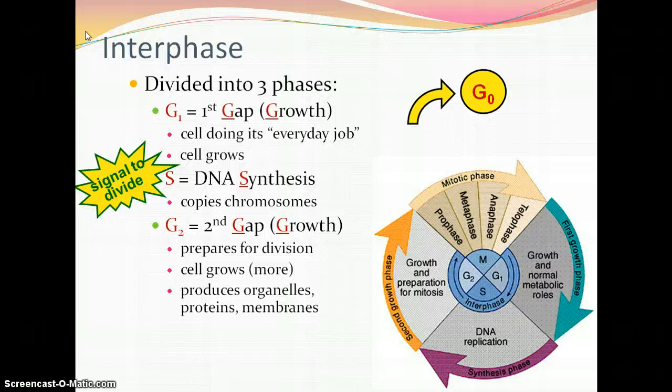And then that will bring the cell into the next phase, which is the second gap or second growth phase. So there is more cell growth that occurs here. And this is in preparation for division. This is also the phase when organelles are produced, more proteins, membranes are being produced. The things that are going to be needed for the actual division into two daughter cells.